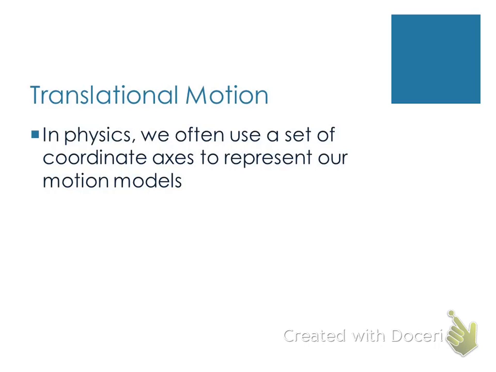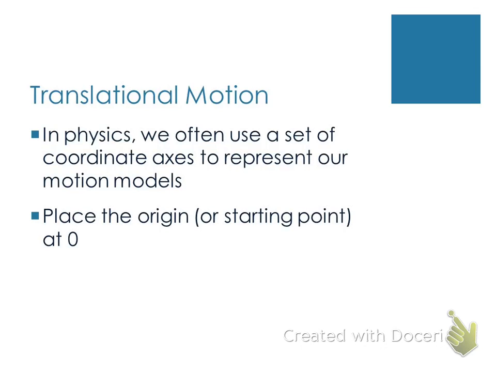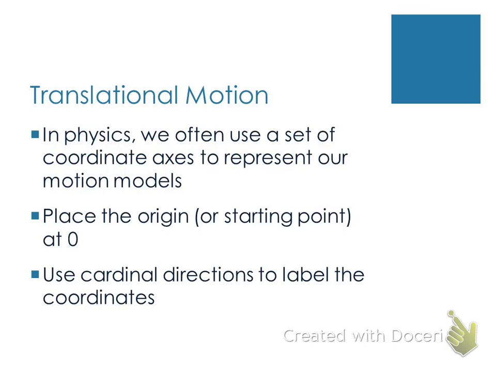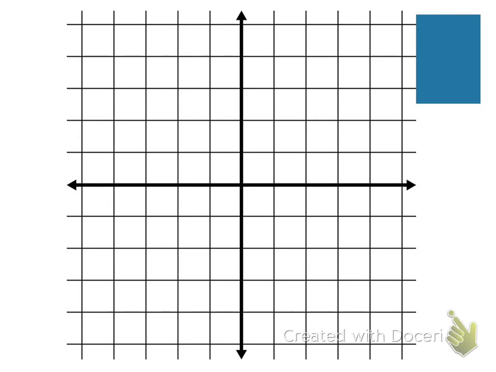Okay, in physics we use a set of coordinate axes to represent our motion models. So I'm going to pull up a graph here pretty soon, but we want to always place our origin at 0, and we're going to use cardinal directions to label. I'm going to just pull up the picture here. You don't need to write down all those bullets. In physics we're going to draw very simple motion diagrams a lot, and you don't have to draw a full coordinate system, but we're always going to choose the start of our motion to be the origin, wherever the motion is starting from.